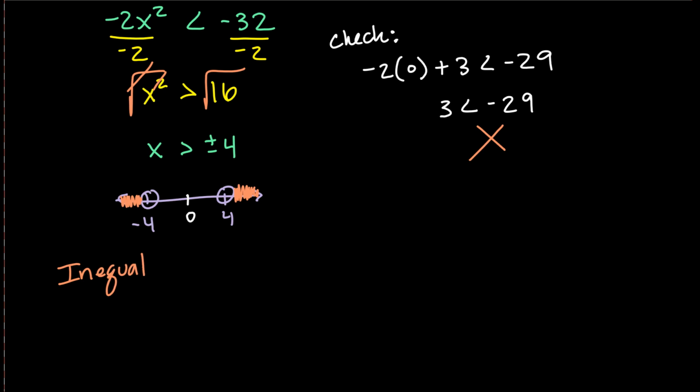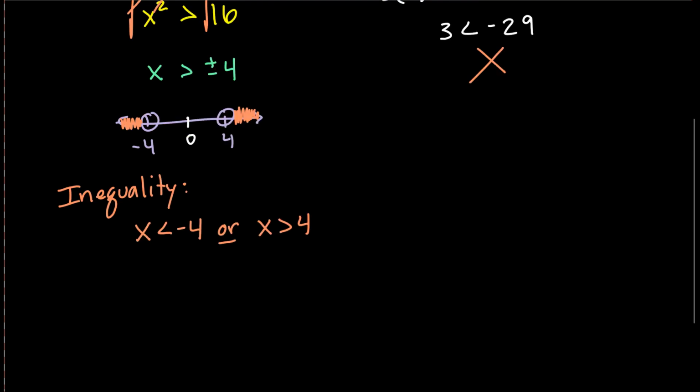Now, if I wanted to write this in inequality notation, how many inequalities am I going to have? How many regions do I have shaded? 2 regions. So how many inequalities should I end up with? 2. Right? One where x is less than negative 4, and the other where x is bigger than 4. What goes between these two inequalities? The word or.